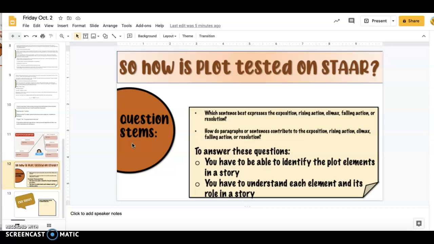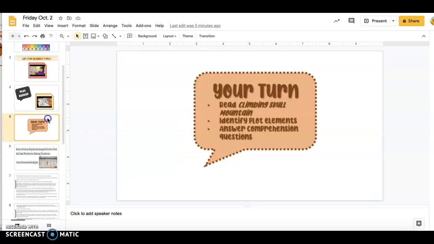So that is all you're doing for this assignment right here. Again, you're reading a story, you're plotting it out, and then you have an exit ticket to answer.